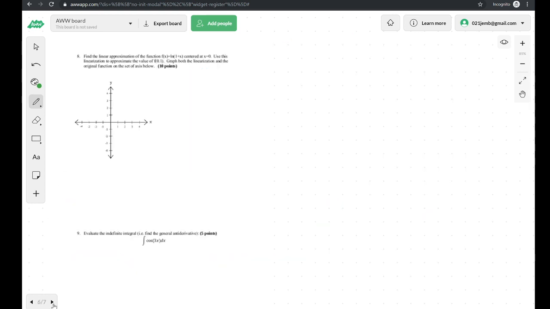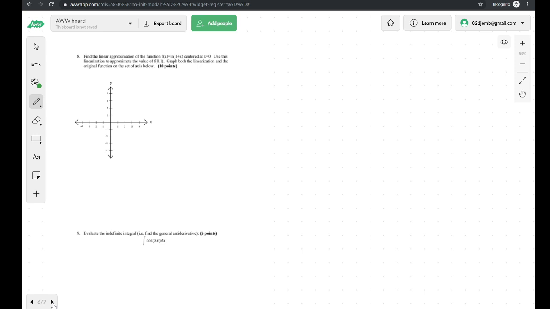Question 8. We're going to find the linear approximation of the function f of x equals ln of 1 plus x, centered at x equals 0. Use this linearization to approximate the value of f of 0.1. Graph both the linearization and the original function on the set of axes below.